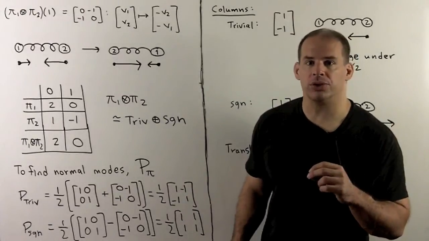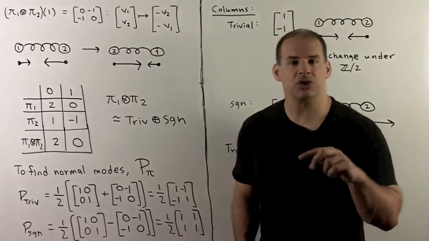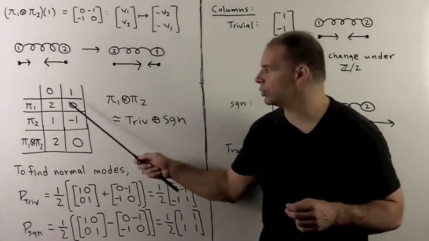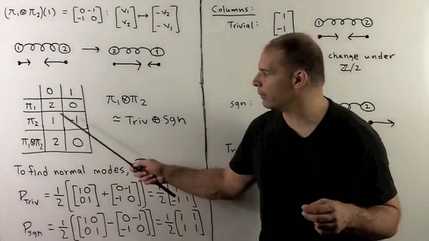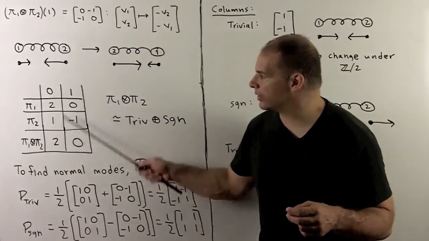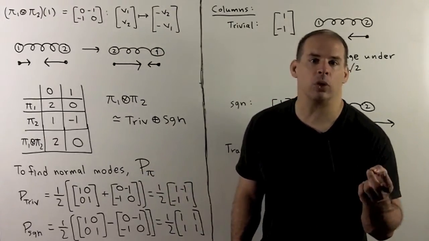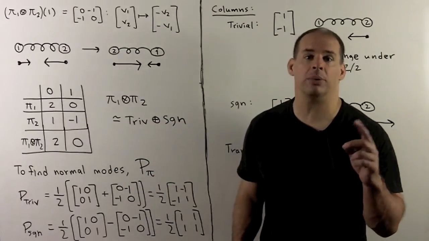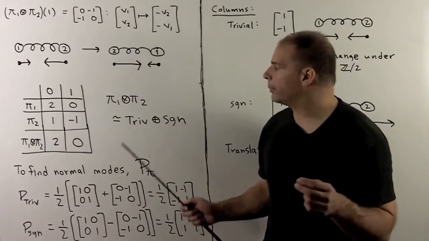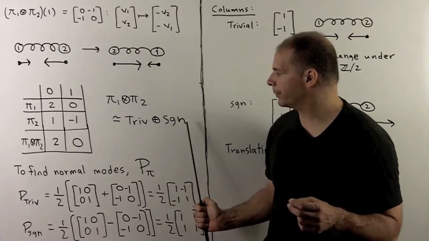To find the normal modes, we look at characters. So the character of pi1 is two-dimensional. We take traces, we get 2, 0. Pi2 is just a sign representation, so we have 1, -1. For the tensor, we take the product, so we get 2, 0. Now, either by applying formulas or observation, we note (2, 0) is equal to (1, 1) plus (1, -1). So the tensor product is equivalent to a trivial plus a sign.